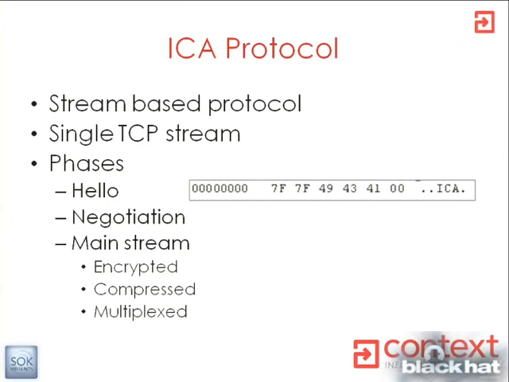main parts to it. First is a hello, where it sends an ICA with a 7F7F at the beginning. That's saying hello, hello, back and forth. Then it goes into a negotiation phase, where the client will tell the server what it's got, the server will tell the client, and then they'll have a negotiation of how they're going to set up the main part of the stream. Then within the main stream, the encryption comes along, the compression comes along, the multiplexing, the virtual channels, and the actual full data goes back and forth inside this main stream. So there's three phases: the hello, negotiation, then the main stream with all the data in. And we can see that by analysing that traffic.